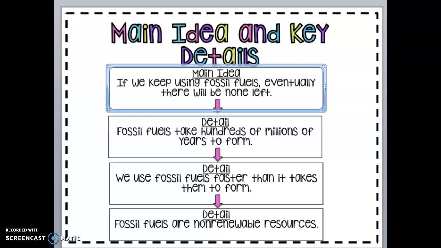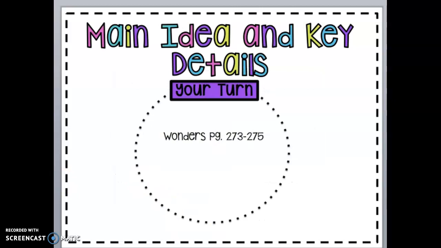Okay, so now it's going to be your turn to practice main idea and key details. And for that, you're going to head over to Wonders and you're going to be working on pages 273 to 275. You'll be reading a passage and then you will be looking for key details in a paragraph, and you're going to talk about how those details are connected. So you're going to want to think of what do they have in common. Then you will determine the main idea.